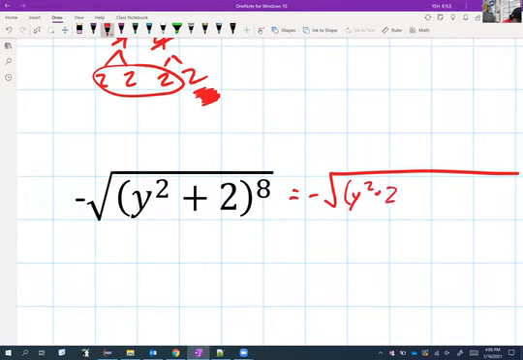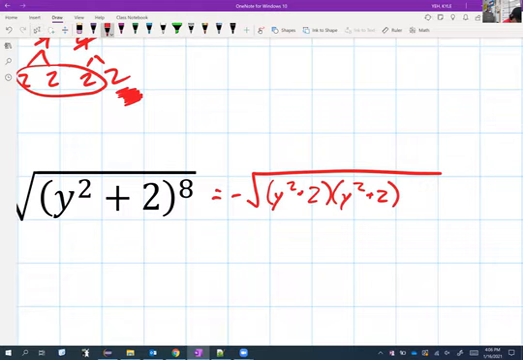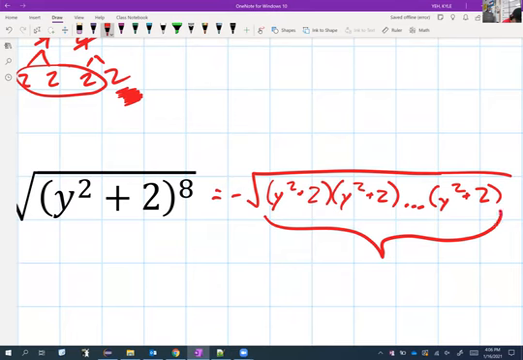y squared plus 2 times y squared plus 2 dot dot dot times y squared plus 2, and that's happening, I can't draw symbols to save my life. There we go. That's happening 8 times. It's a little bit better. I just didn't want to write them all out is all.